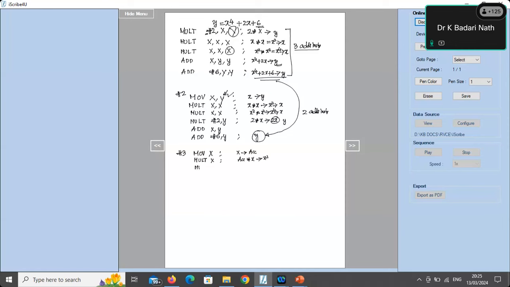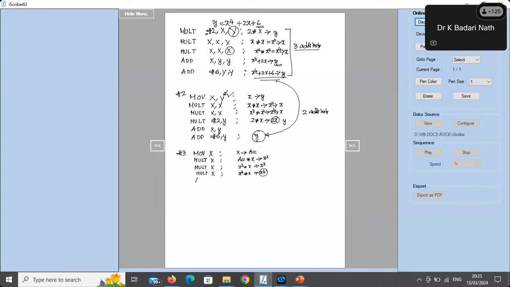Again, I'll write one more mult X. X square, which is already there in the accumulator, is multiplied with X, and it becomes X cube. Again, use one more mult X. Now X cube, which is there in the accumulator, is multiplied with X, and it becomes X to the power of 4. Now X to the power of 4 is done. Now I have to add 2X to that. Adding X two times is nothing but adding 2X.